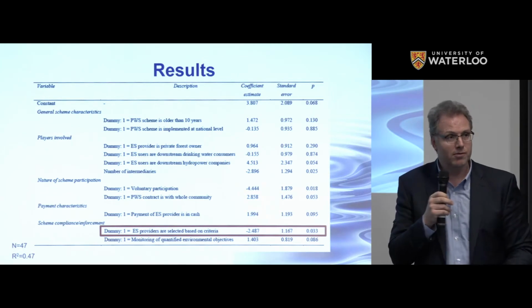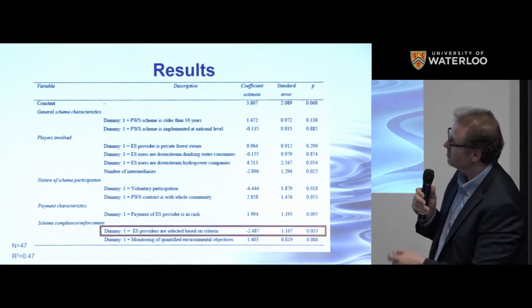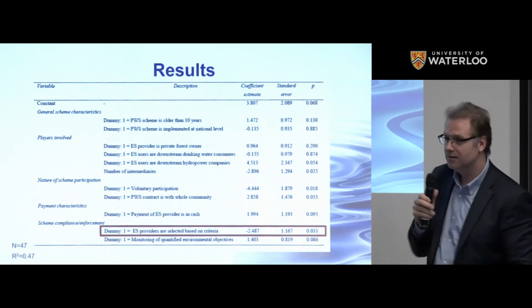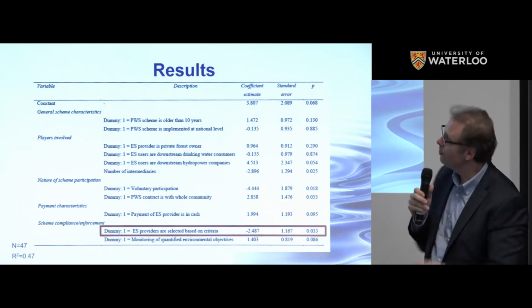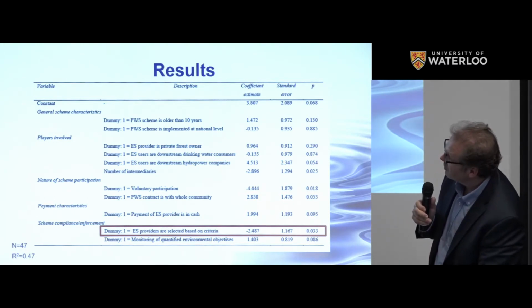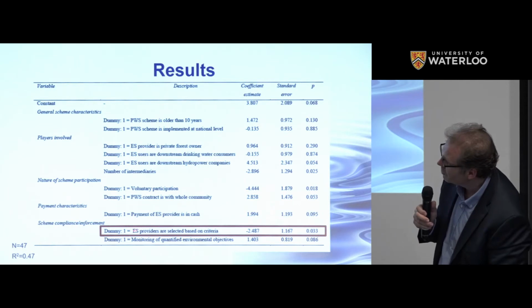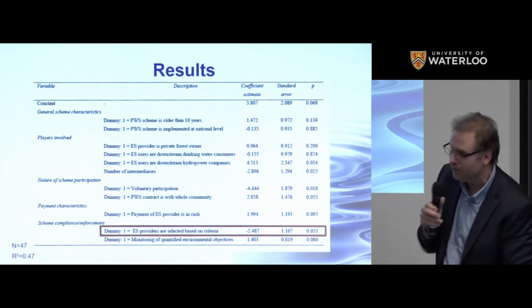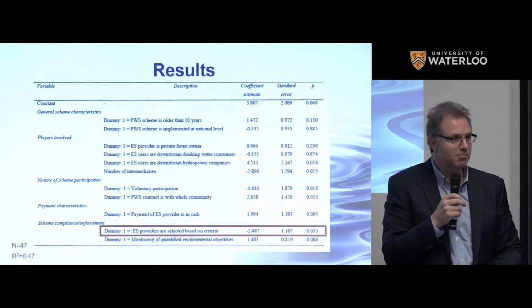Does anyone see something in the nature of the factors that doesn't make sense? So I talked you through the general scheme characteristics. I talked about the characteristics of the players involved, the nature of the scheme participation, the payment characteristics, the scheme compliance and enforcement. Is anything missing here?